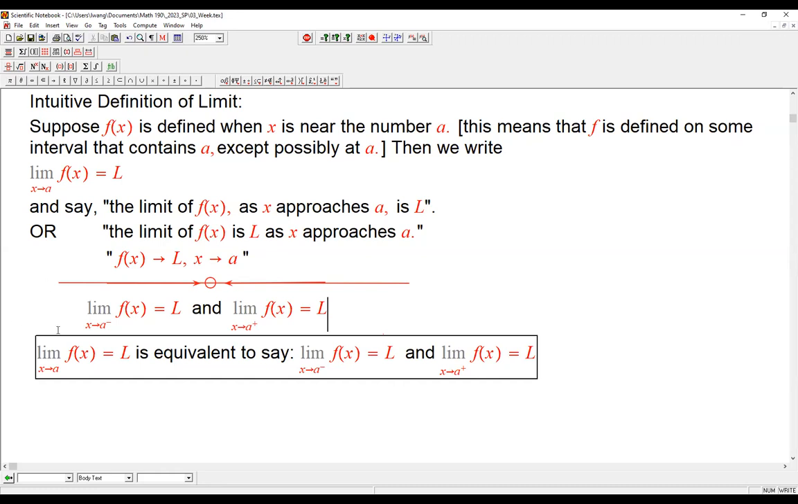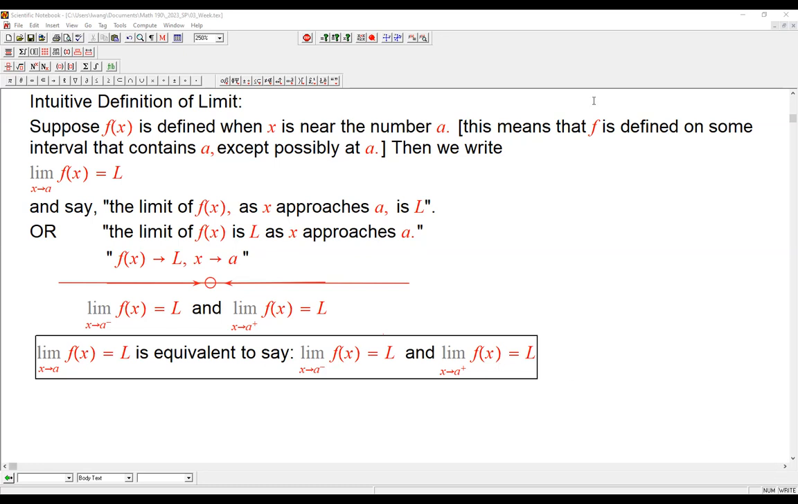One-sided limit. Okay, we call it one-sided limit. So this is a left side limit, and this is a right side limit. All right, so now let's look at the situation. It's easy to understand that if the limit exists, then the two limits from the sides also exist, and they must be equal to the same limit.